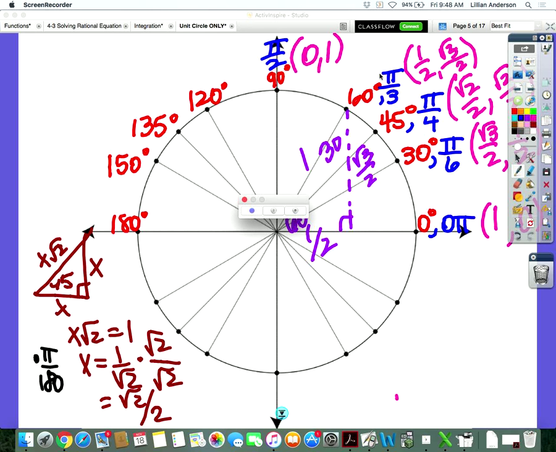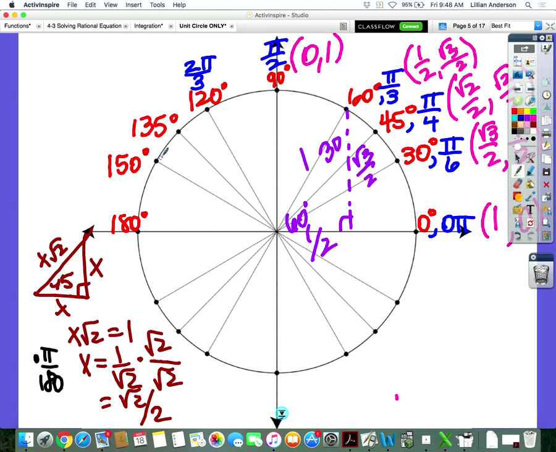60 degrees is 2/6 pi. 2/6 reduces down to what? 1/3. 90 degrees is 3/6. 3/6 reduces down to what? 1/2. 120 degrees would be 4/6. 4/6 reduces down to what? 2/3. So this one is 2 pi over 3.